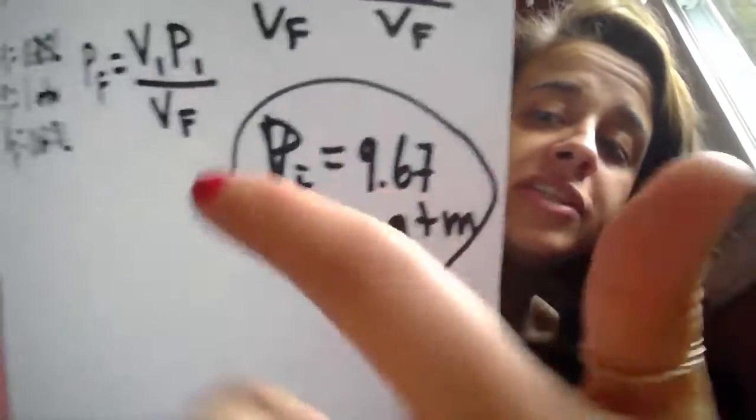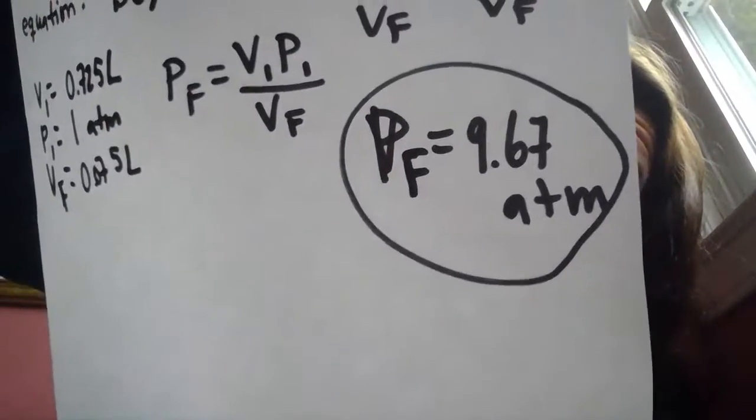Hope you're doing well. So then we plug in the equation, or we plug in these numbers. And again, 0.075. So this is the number that I come up with. And sorry, this is supposed to say PF. So that's our final pressure. And then 9.67, if I did my math correctly. Please, someone double check me on that.